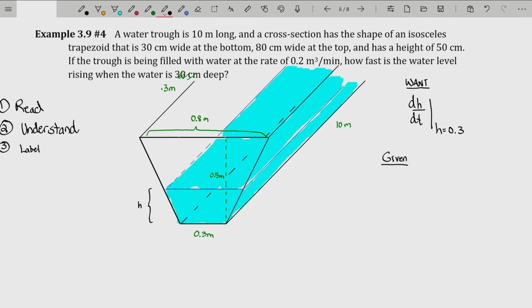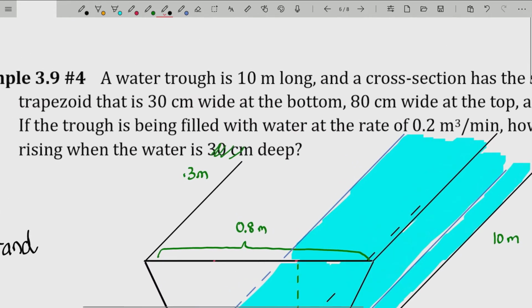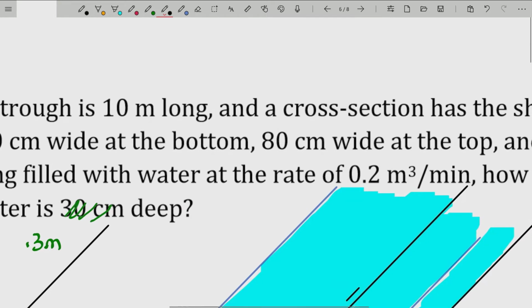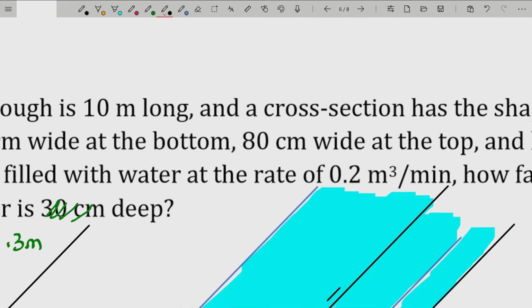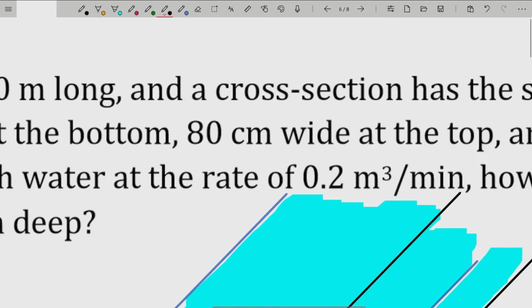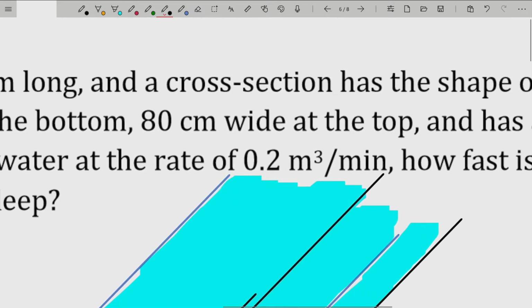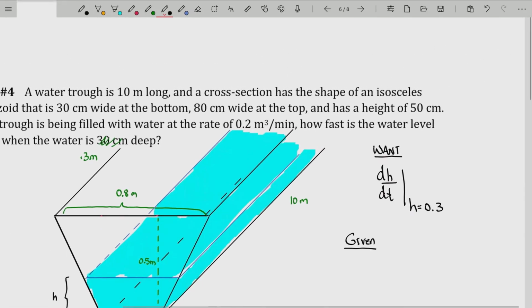And usually when you're dealing with the givens, the geometry is not really what you're worried about. It's, is there some type of rate you were given? And we were. If the trough is being filled with water at the rate of 0.2 cubic meters per minute. Well, that's a rate of change of volume. Cubic meters is a volume.